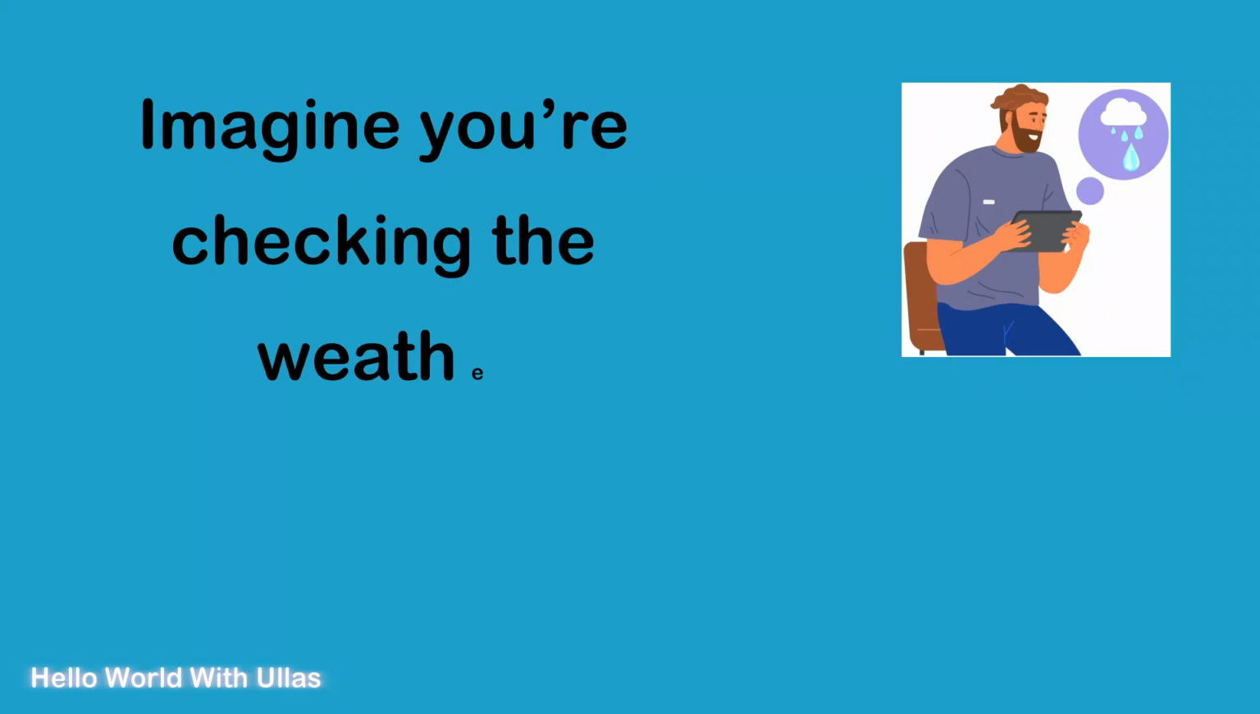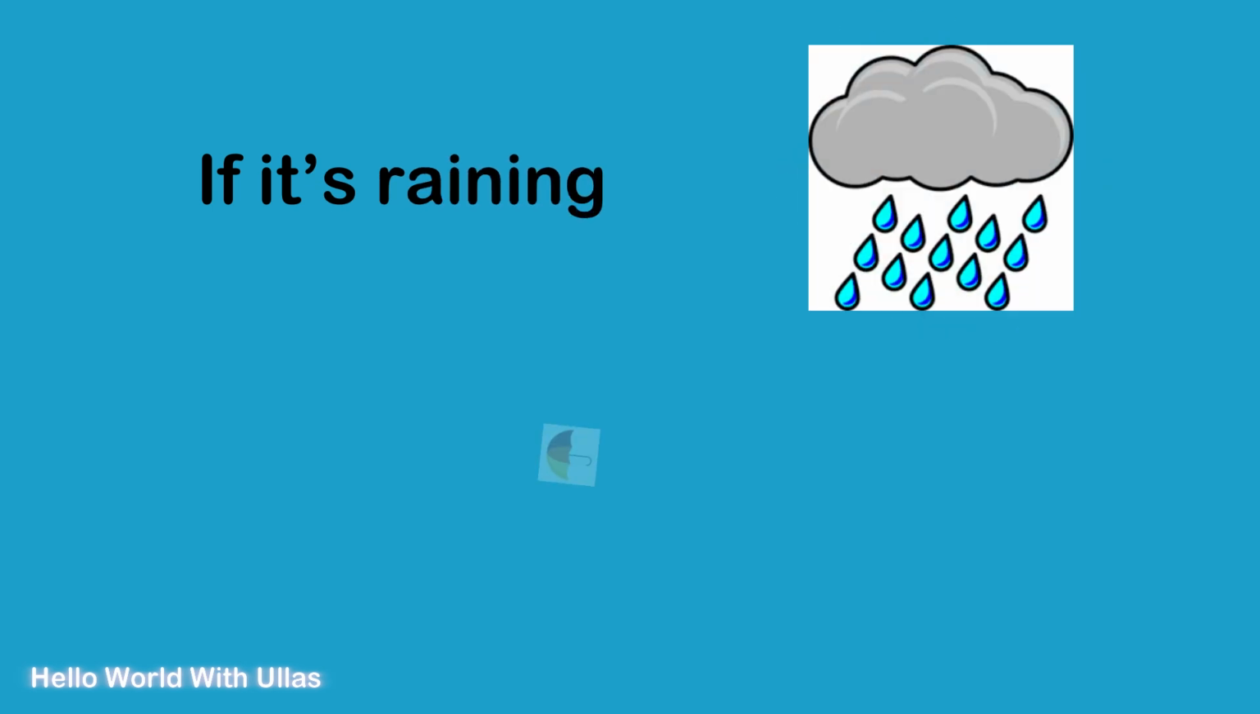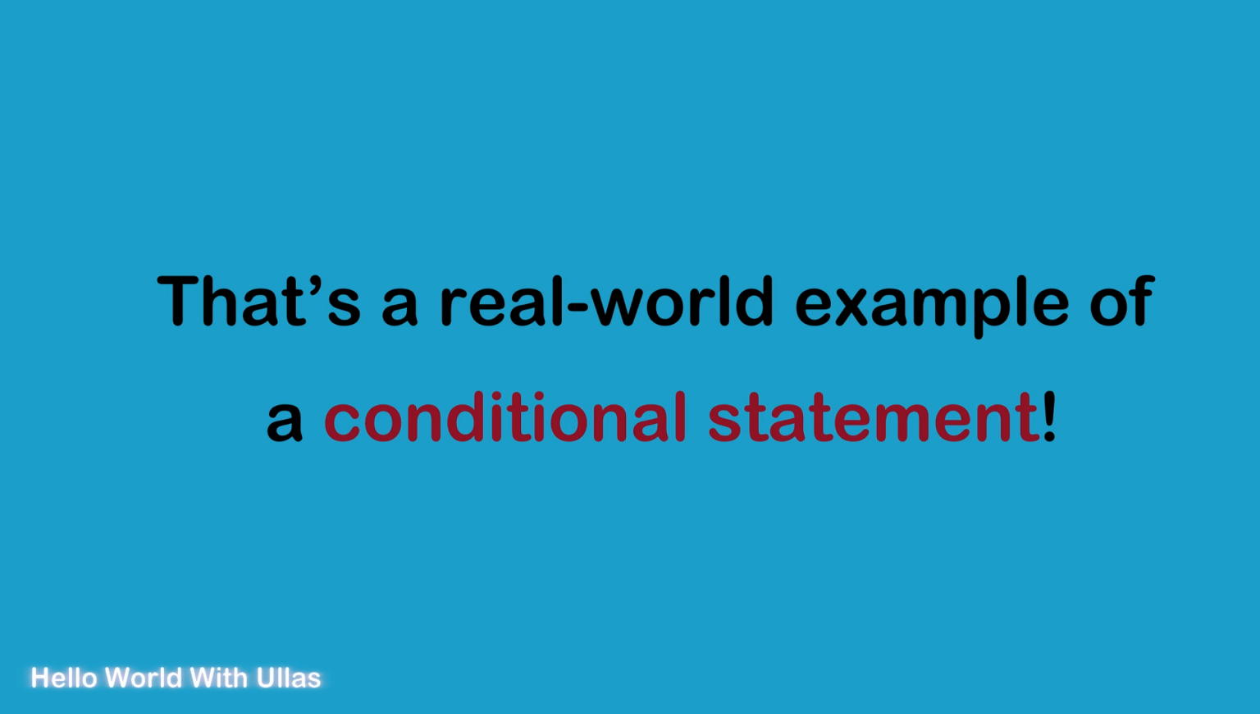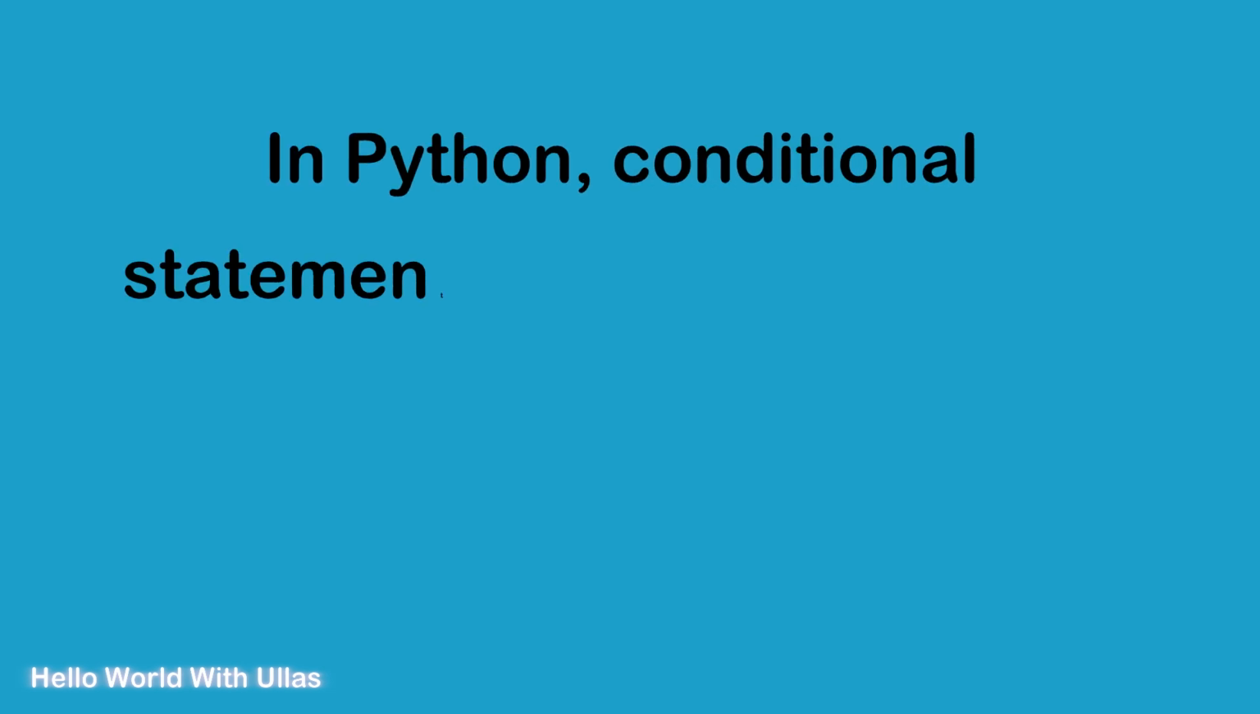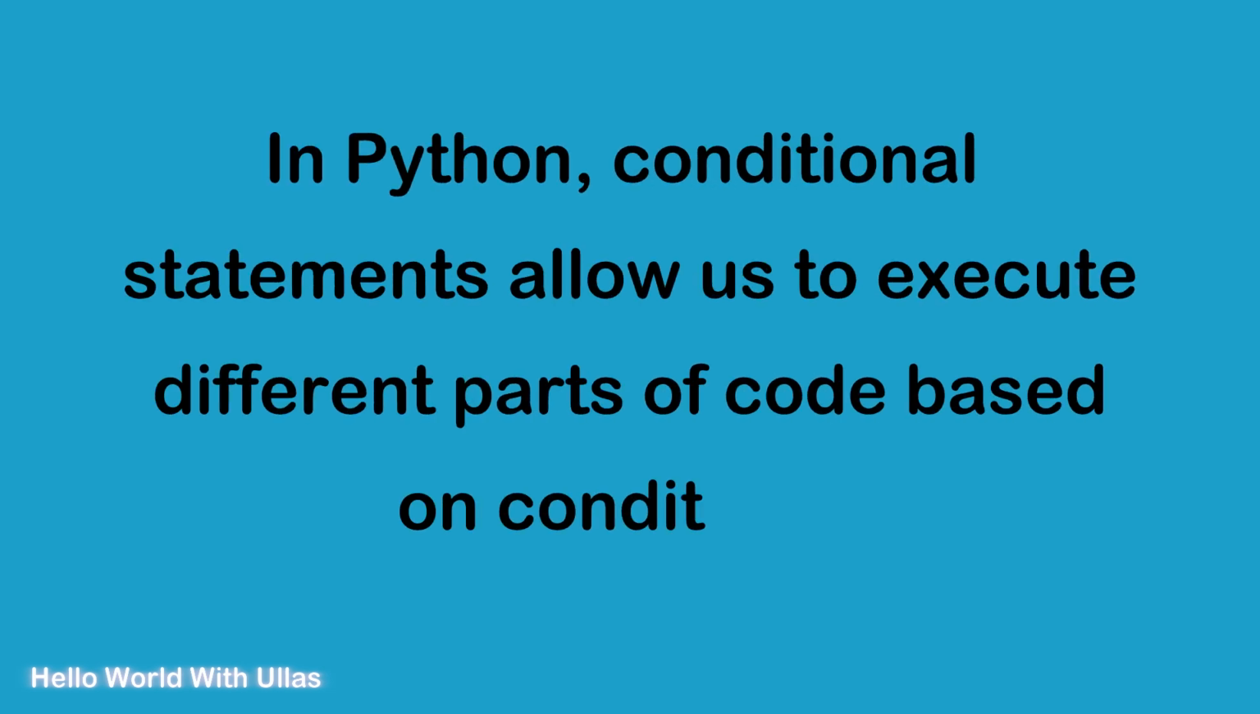Imagine you are checking the weather. If it's raining, you take an umbrella, otherwise, you don't. That's a real world example of a conditional statement. In Python, conditional statements allow us to execute different parts of code based on conditions.